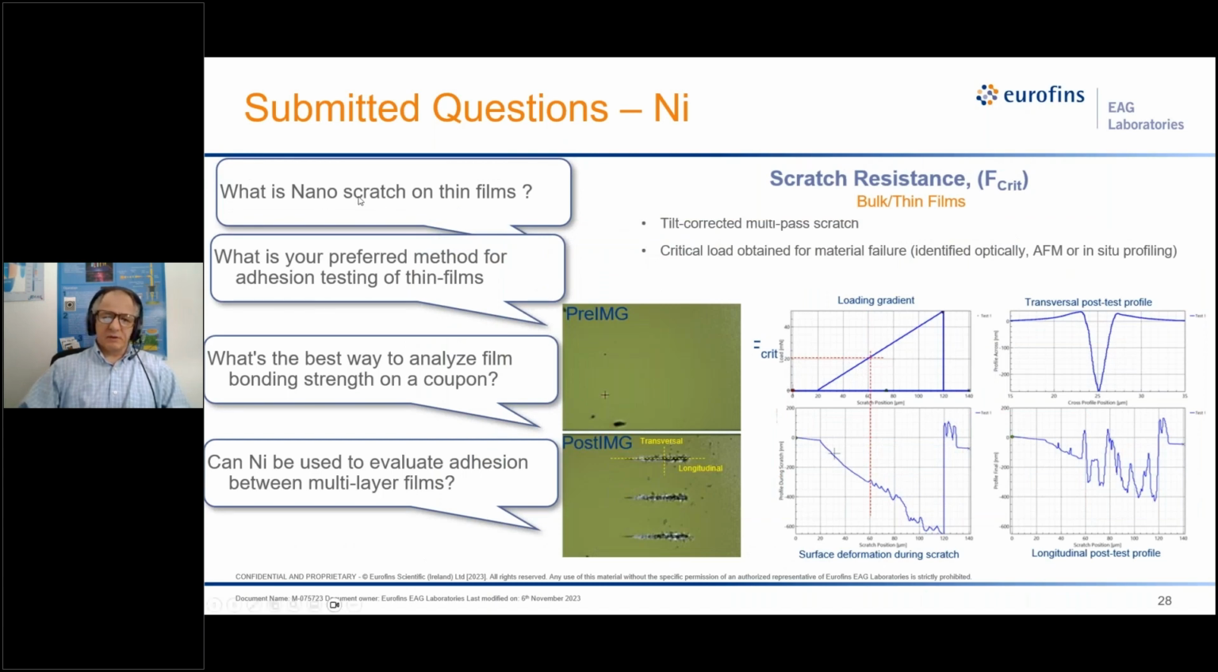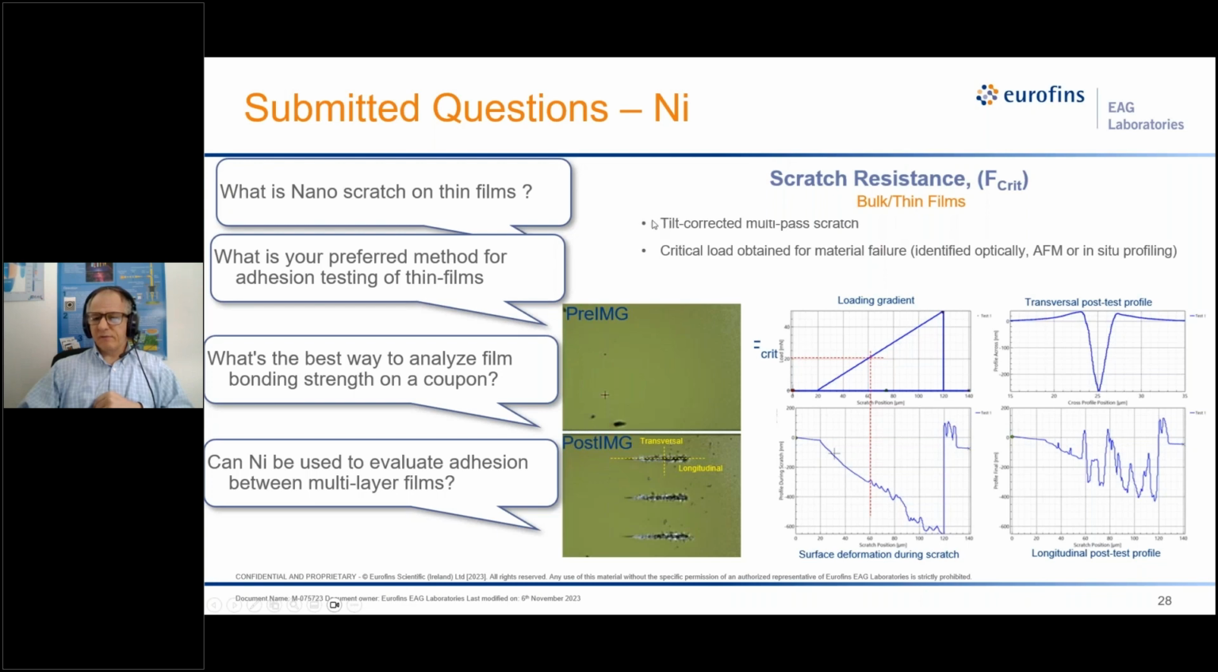One question was, can we do scratching on thin films? What is the preferred method to study adhesion? Is there a bond strength evaluation on a coupon for a film? And can we analyze adhesion between multi-layer films? So the answer is scratch. Scratch is a very nice tool because it doesn't require any sample prep, it is very repeatable, and it's relatively easy to apply.